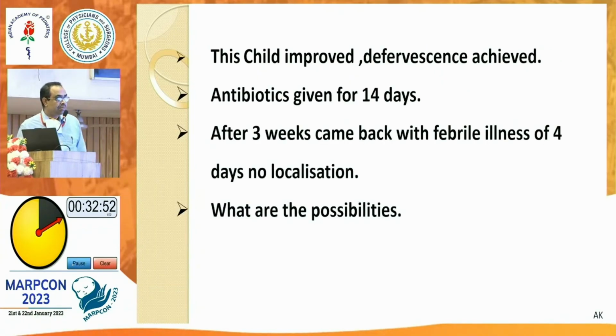So next question for Dr. Ashwin Kathar, sir. This child improved on 5th day of illness, fever decreased, then defervescence occurred. Antibiotics were given for 14 days. After 3 weeks, came back with a febrile illness of 4 days duration with no localization. What are the possibilities? As this patient has already been adequately treated initially for 14 days, but he still had another fever spike after 3 weeks.